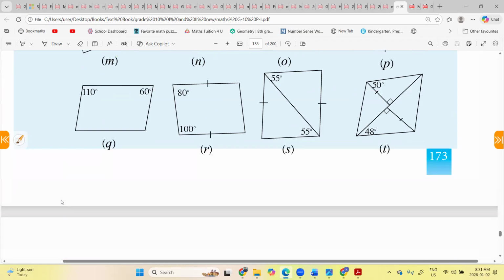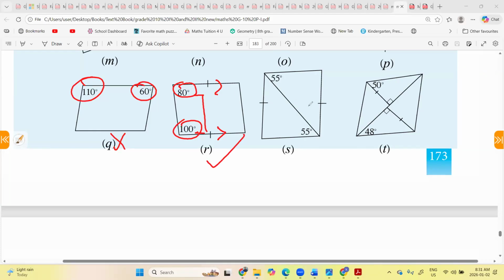Right. Now, students, this one, 110, 60, not a parallelogram. The data are not enough. 80, 100, so 180. The sum of allied angles is 180. So these are parallel, so parallelogram. Here, these sides are equal, but considering the alternate angle, this side is parallel. But one pair of opposite sides equal and another pair parallel is not enough, so that is not a parallelogram. Okay.